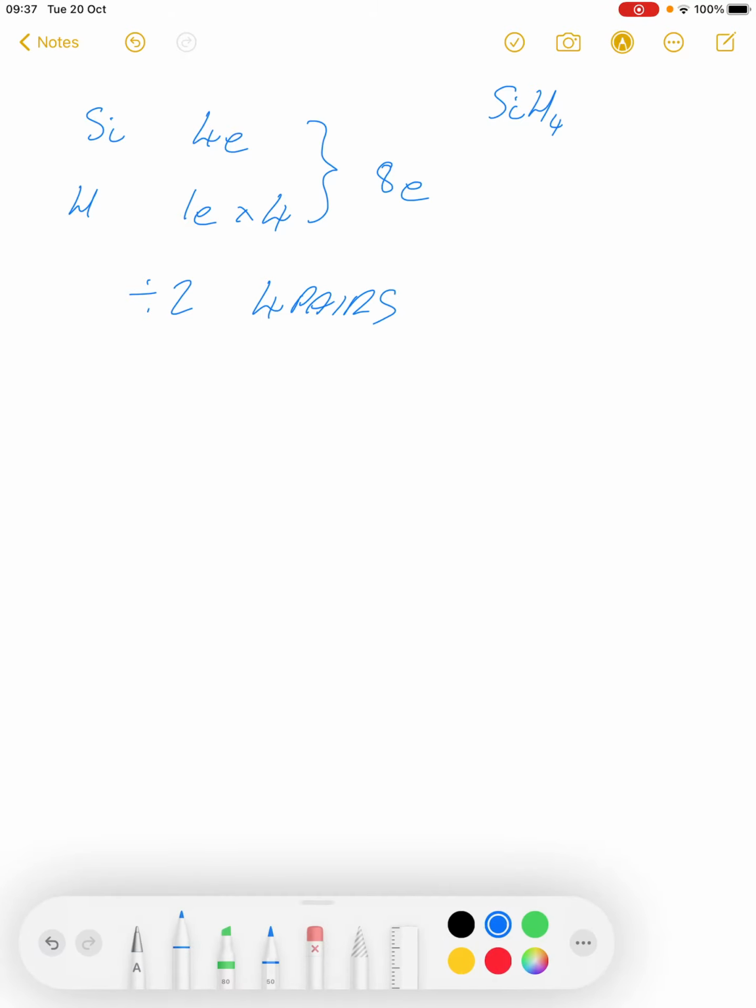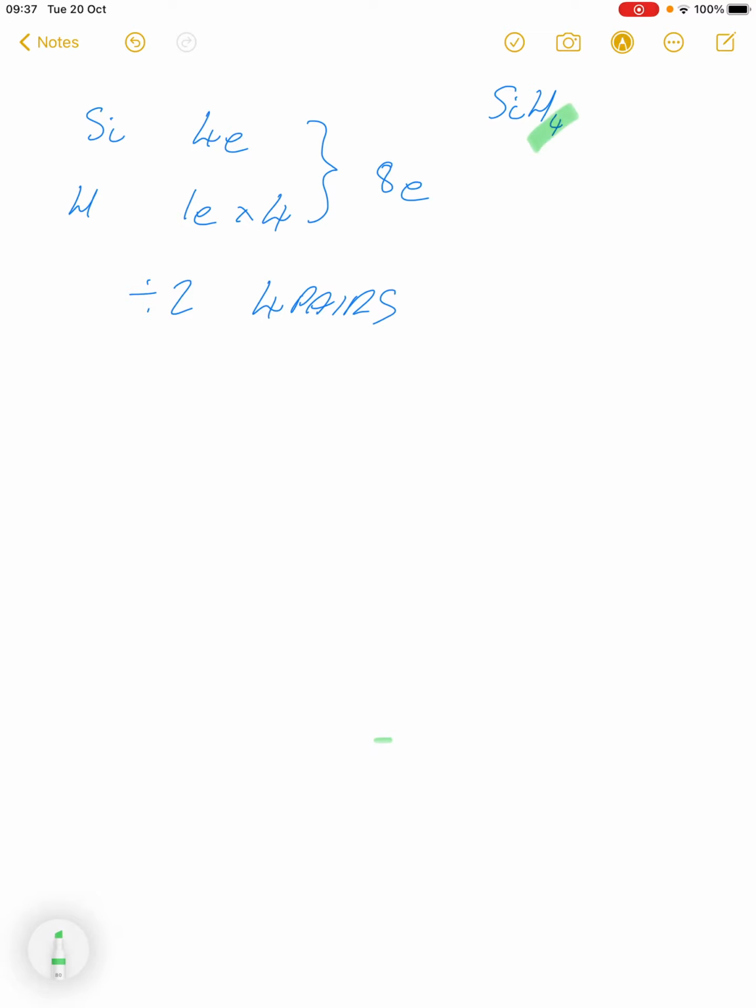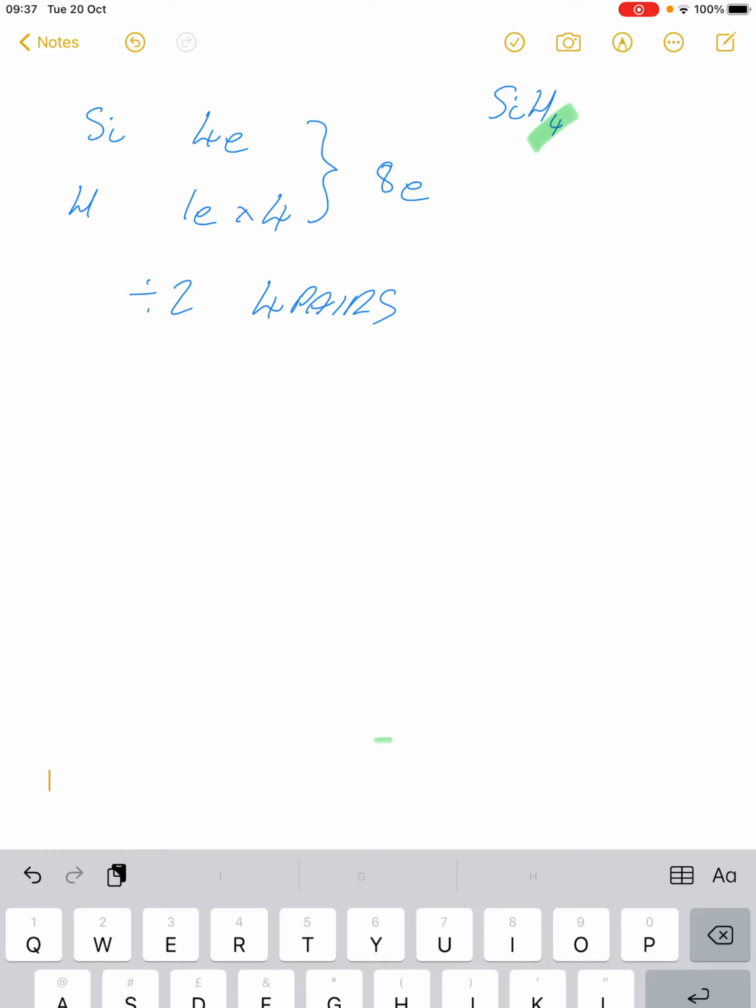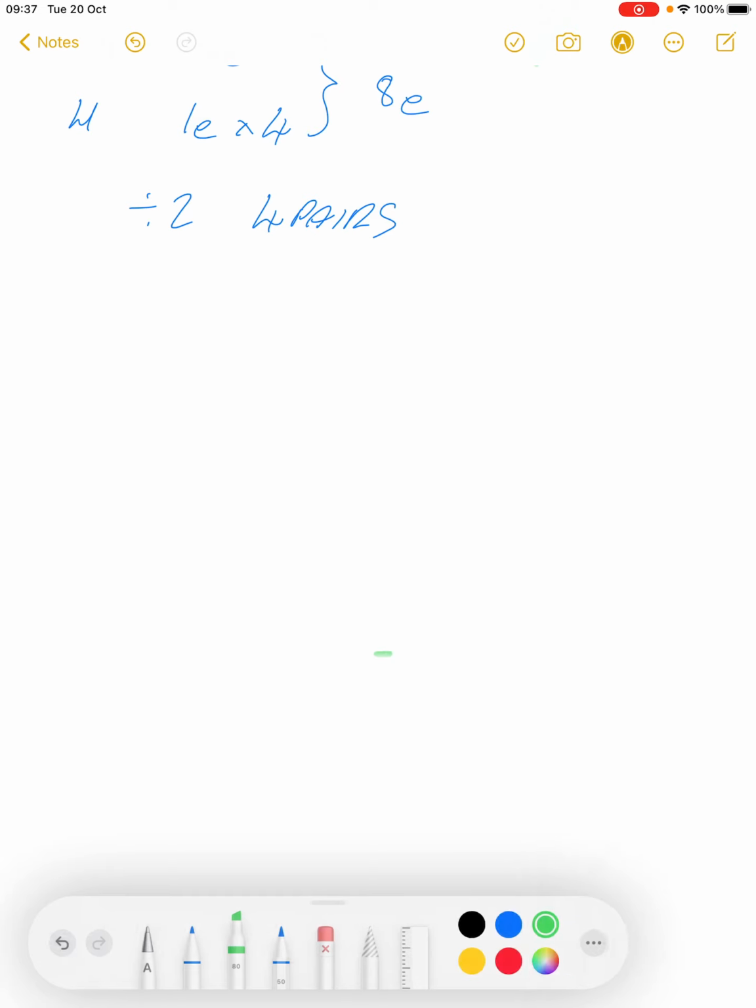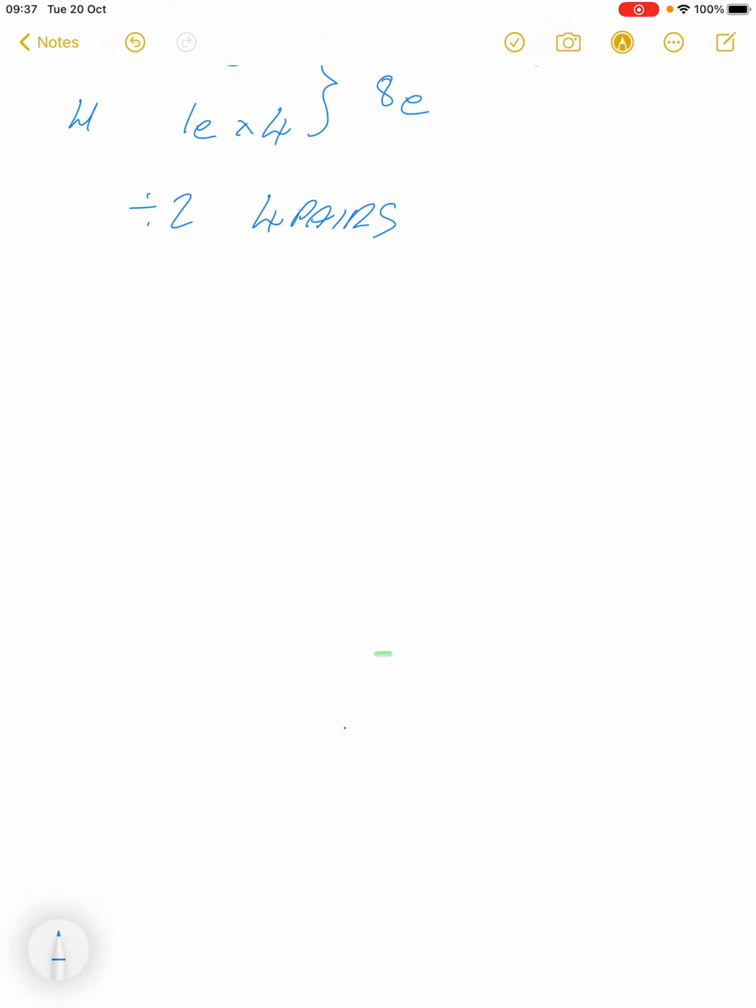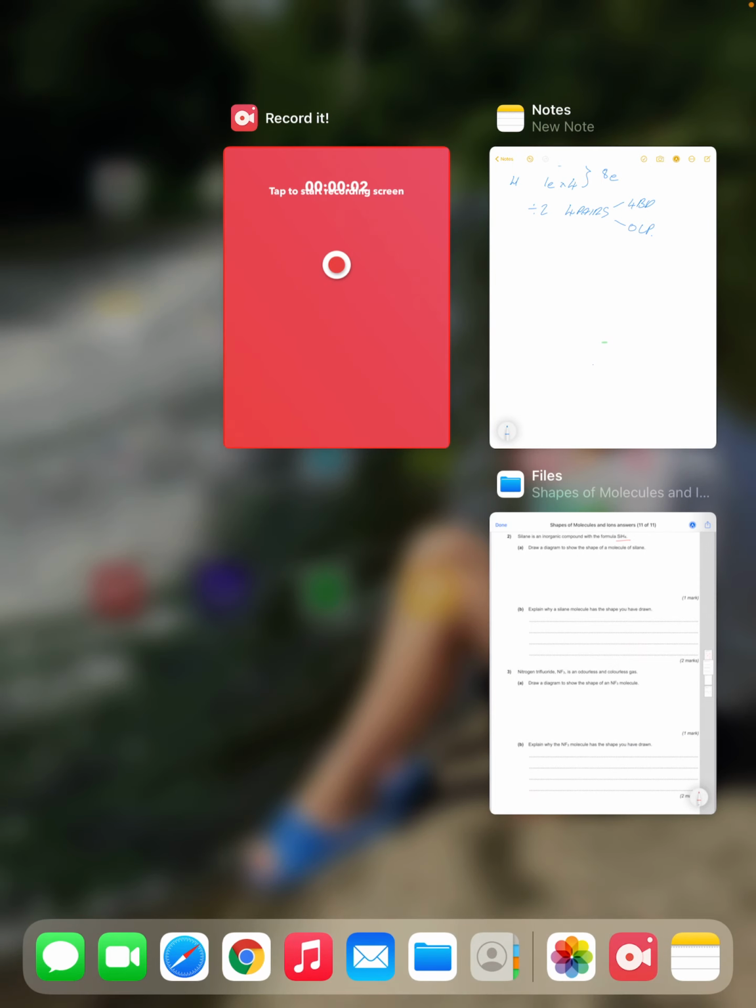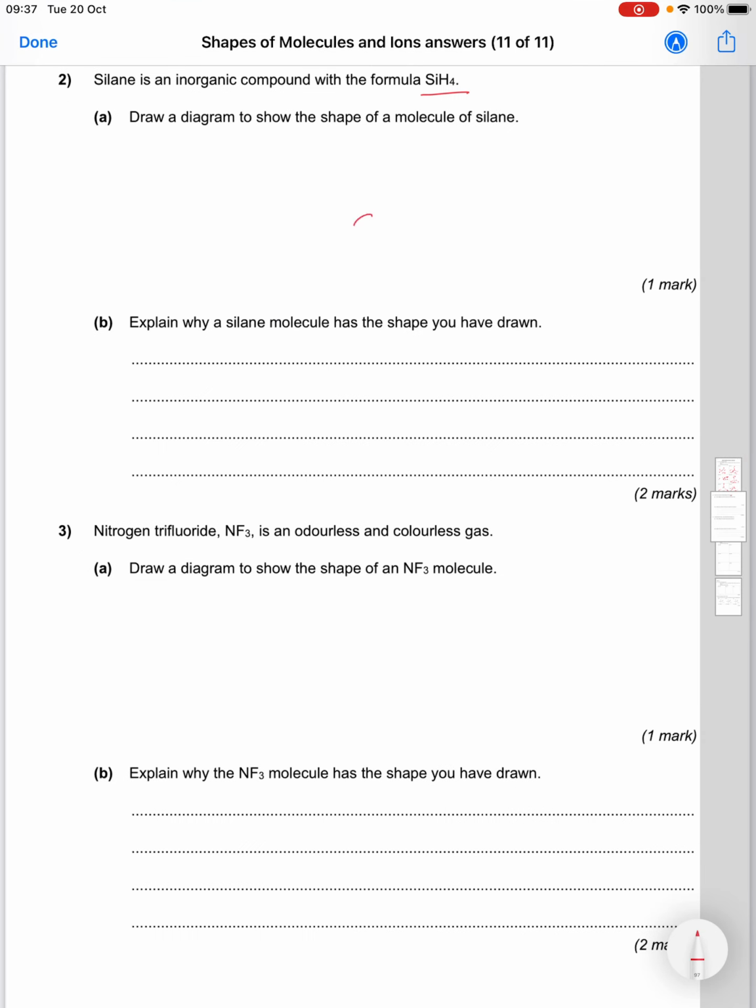And if I check my formula, there's 4 things going on, which basically means I've got 4 bonding pairs, no lone pairs. So that's going to be tetrahedral around silicon, so I'll draw that straight in. So there's silicon, hydrogen, hydrogen, and hydrogen with a bond angle of 109.5.